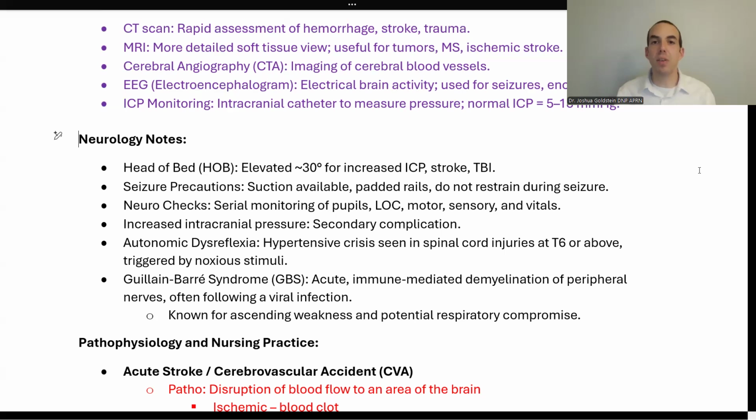This is where we're constantly monitoring their pupils, their level of consciousness, usually a full GCS, their motor and sensation, as well as vitals. Depending what's going on with them, we may be assessing some of the other stuff that we talked about earlier, such as their intracranial pressure.